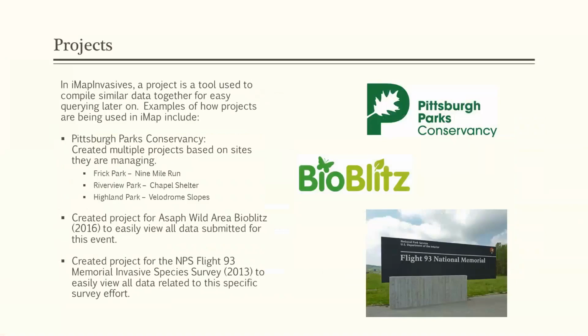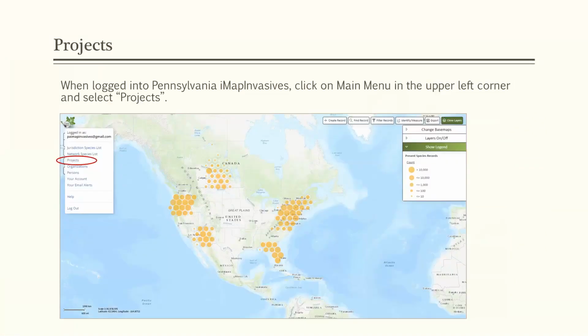Also, we received data from the National Park Service in the past. They conducted an invasive species survey at the Flight 93 Memorial. And so again, to be able to look at just that data once we entered it into iMap was to create a project so that we could conduct a query, pull that data back out, and then look at just that data. So if you're interested in being part of a project or creating a project, I'm going to show you how to go about doing that.